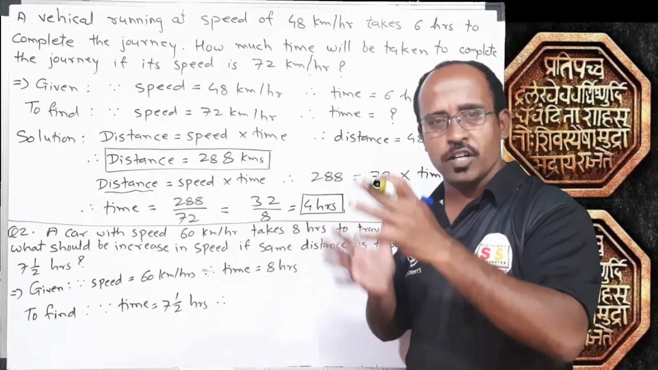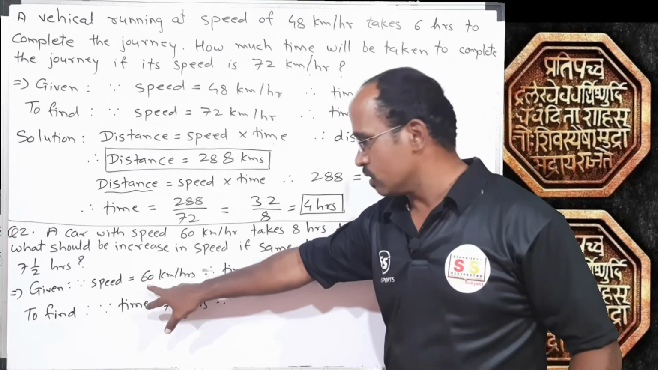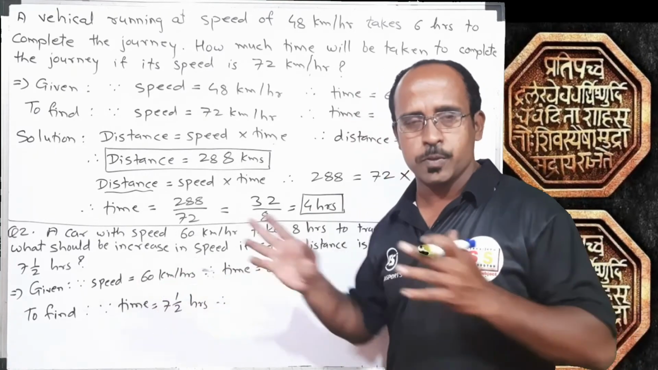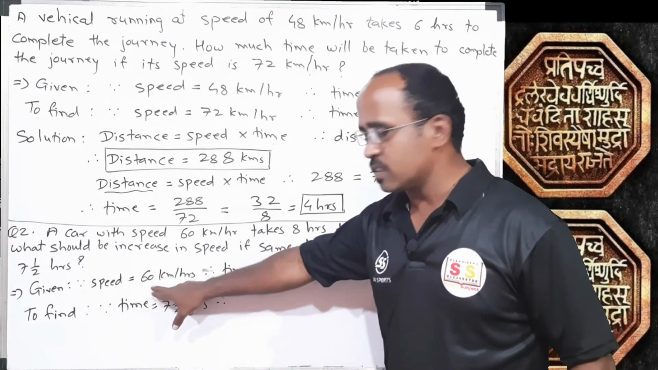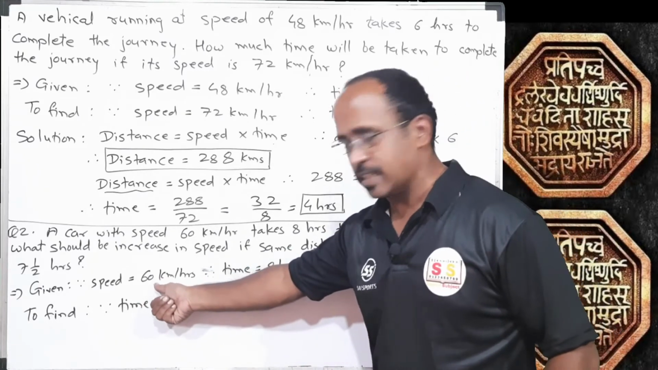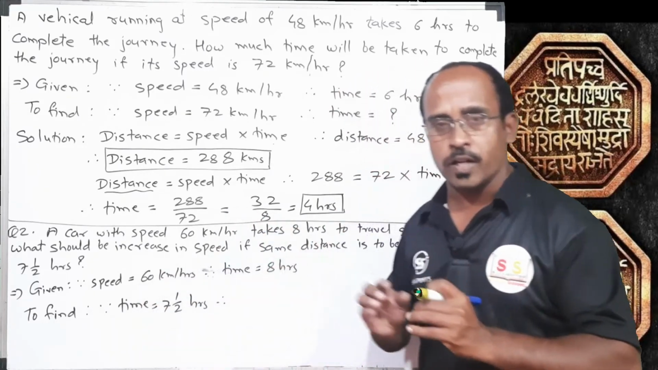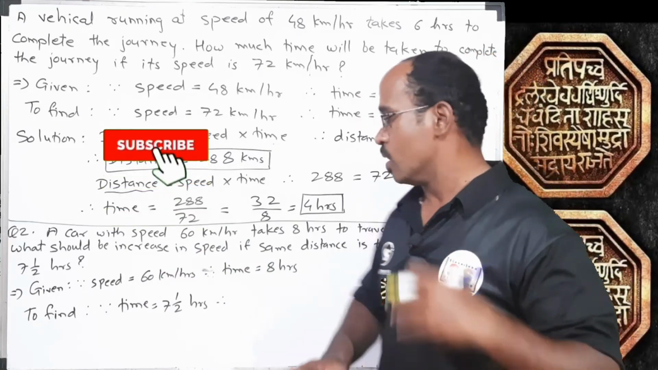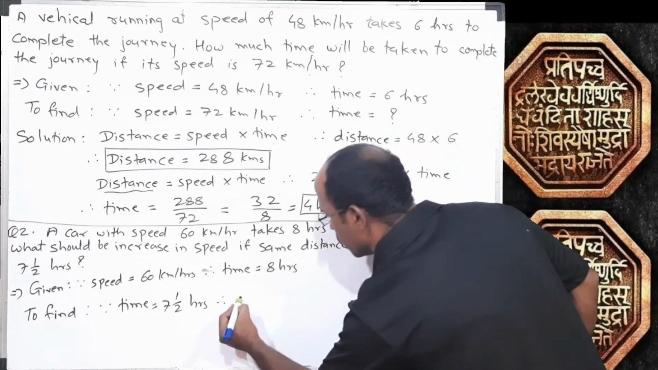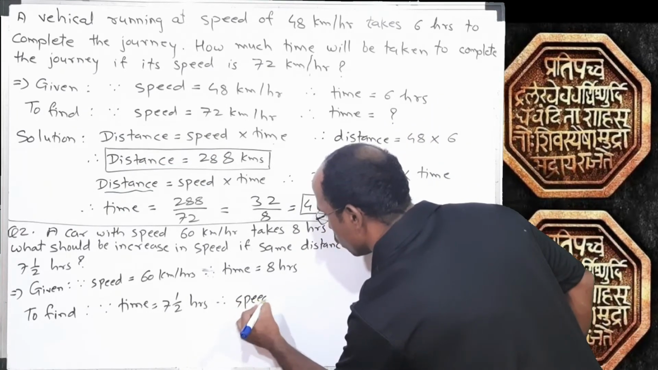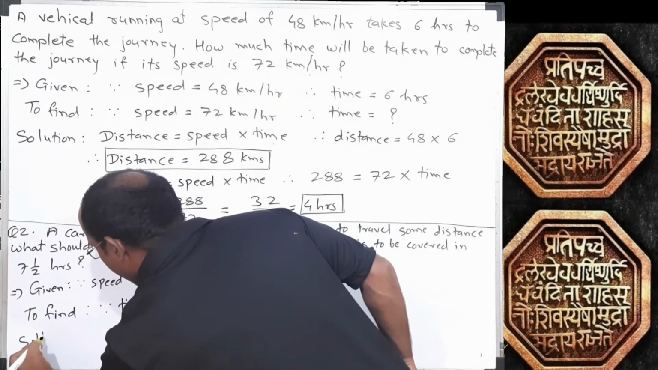If the speed is 70 kilometers, we will say the increase in speed is 10 because initially it is 60. If speed is 62 kilometers, we will say the increase in speed is 2 kilometers because initially it is 60. Means to find the increase in speed, we have to find what the speed itself should be. Means if time is 7.5 hours, we have to find speed equals what?